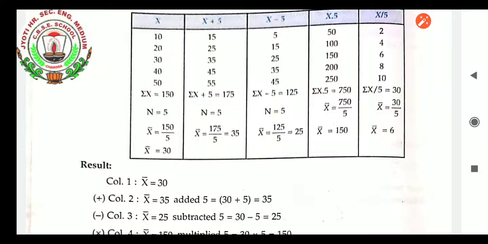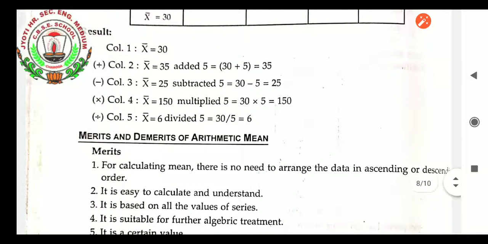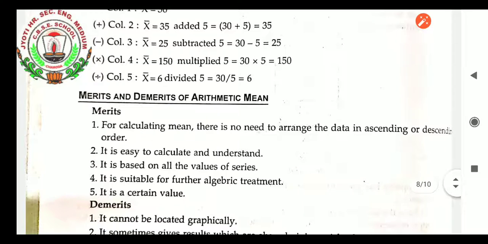When multiplied by 5, we get 30 into 5, which is 150. When the values of x are divided by 5, the mean in that situation also comes as divided by 5, that is 30 divided by 5 equals 6. So these are the mathematical properties of mean.